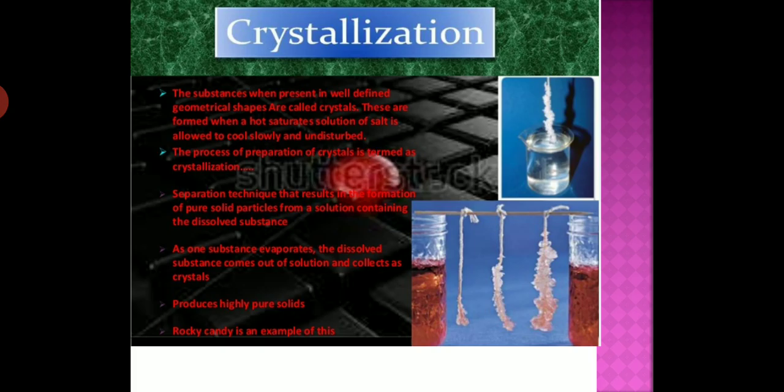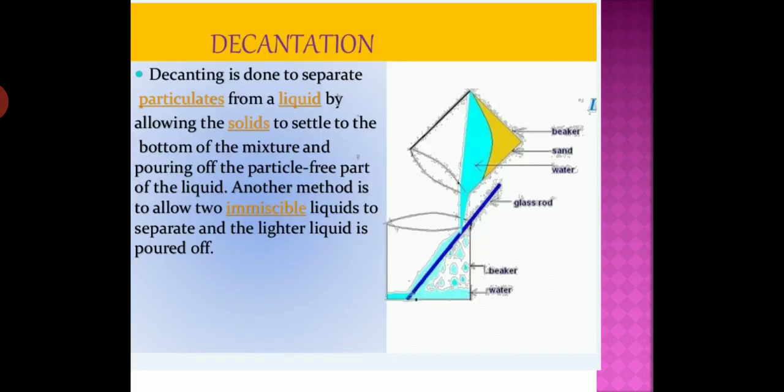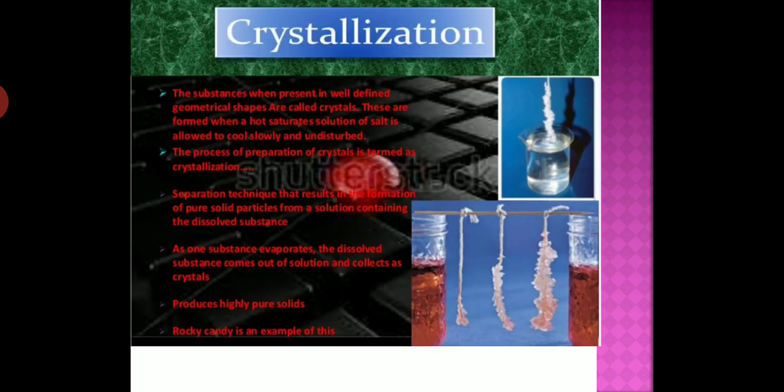Now what will we do? Cover this saturated copper sulfate solution with a filter paper and leave it undisturbed at room temperature to cool slowly for a day. Understand? So you will obtain the crystals of copper sulfate in the china dish. In this way you can obtain the crystals of copper sulfate. So I hope you understand.